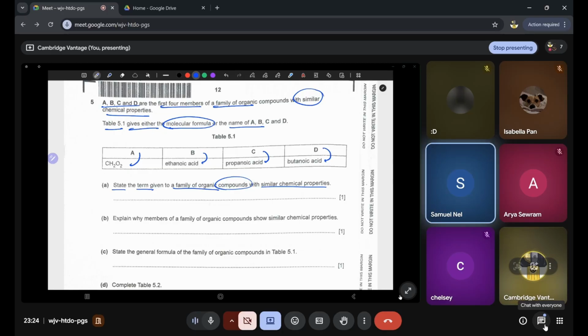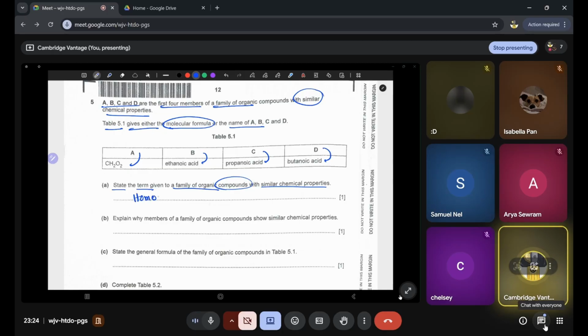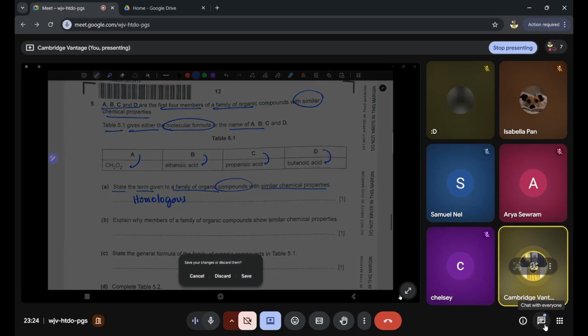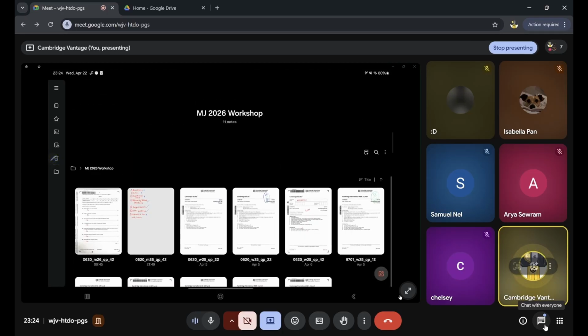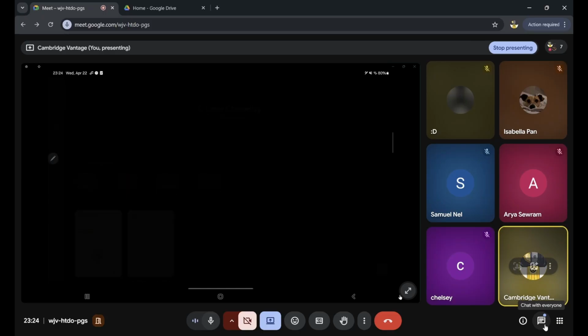Homologous series. Yes, it is a homologous series. In your syllabus, it's very important for you to know 4 characteristics of a homologous series. You will find it in your notes as well as the syllabus. Let me show you where you should be looking. So we'll take a quick detour and look at the syllabus.